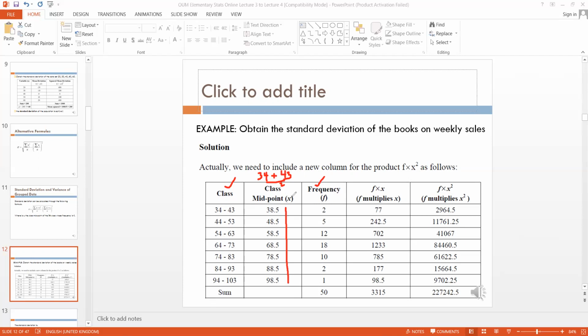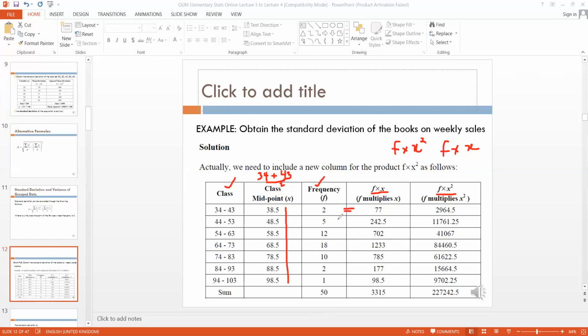In the original formula, we said you have to find summation f times x squared. You need to find f times x squared, and you also need to find f times x. So first we have the header fx, and then fx squared. Let's do that for fx first. fx means you multiply x with f. So that will be 2 times 38.5, which will be equal to 77.